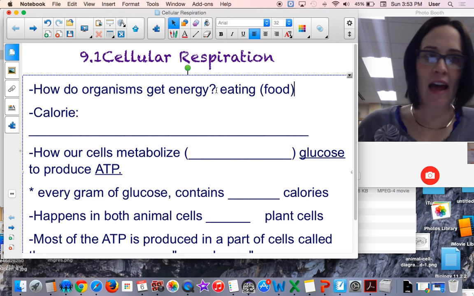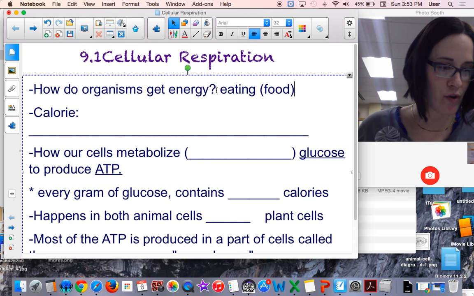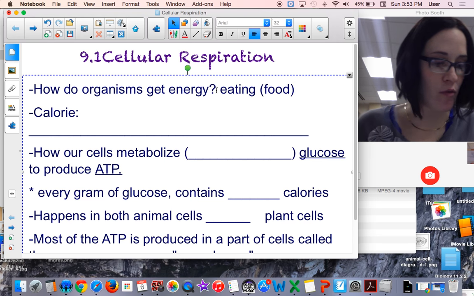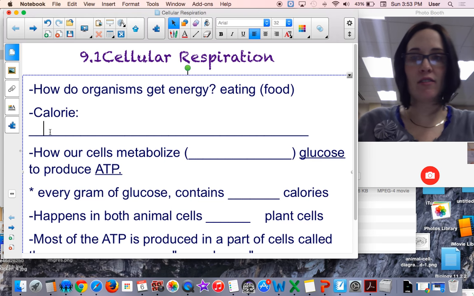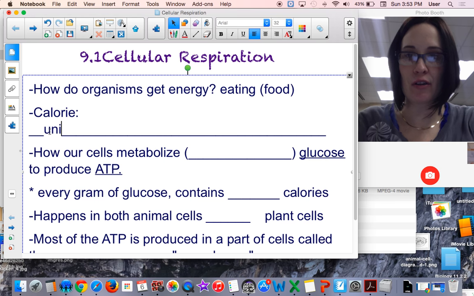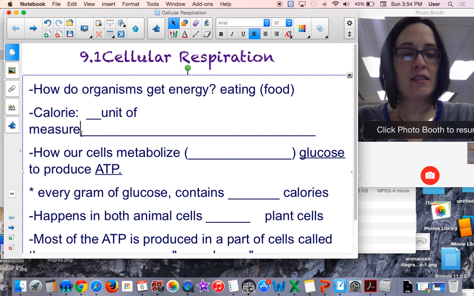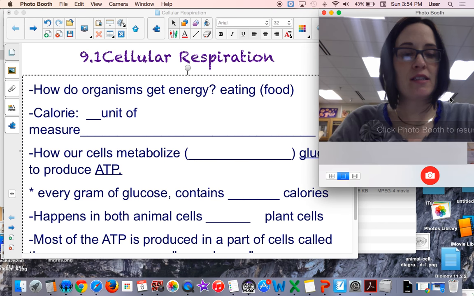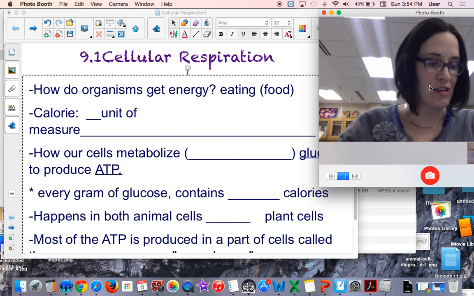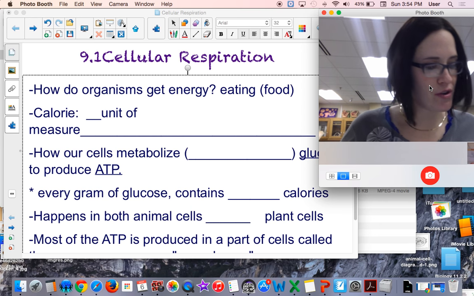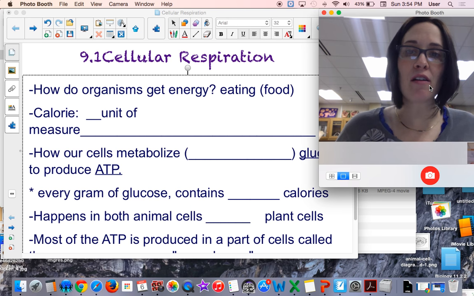How much energy is actually present in food? You might have heard the word calorie before. A calorie is the amount of energy needed to raise the temperature of 1 gram of water 1 degree Celsius. So it's a unit of measure. You see the amount of calories listed on food, and it has a very specific definition. The amount of energy needed to raise the temperature of 1 gram of water 1 degree Celsius. The amount of calories can change depending on the food.